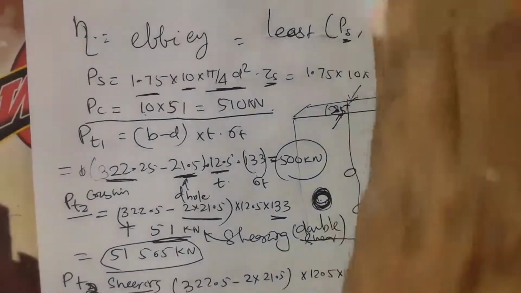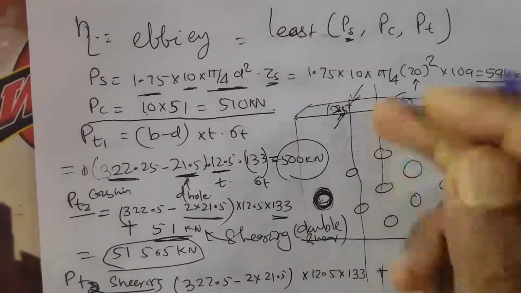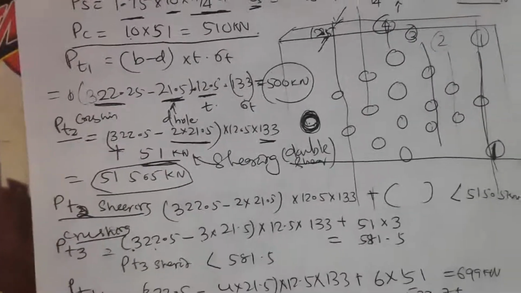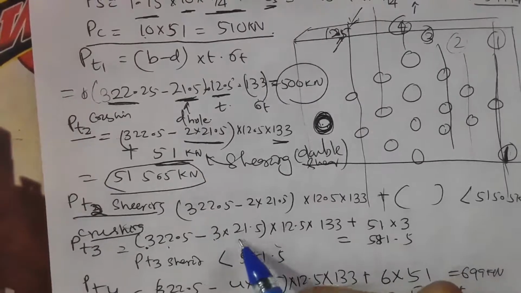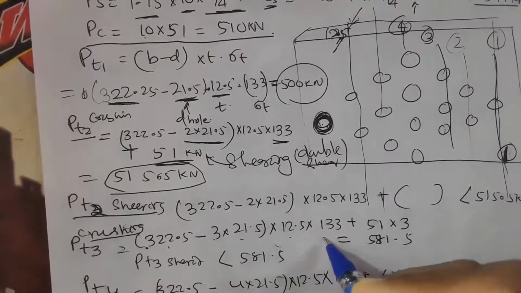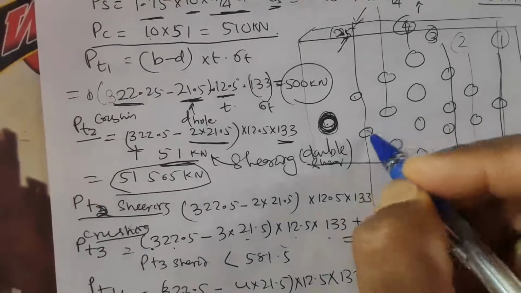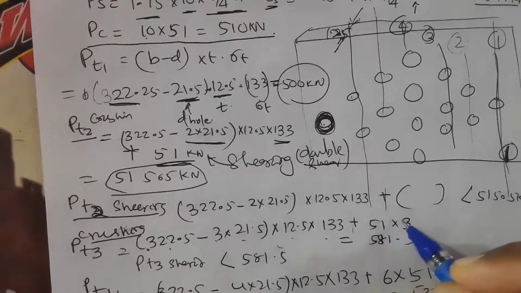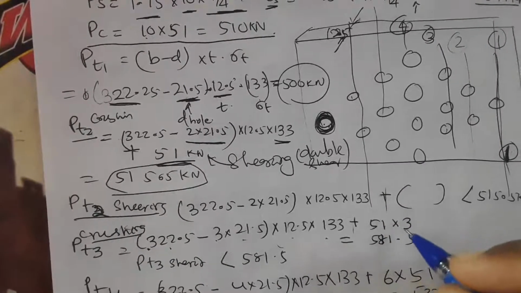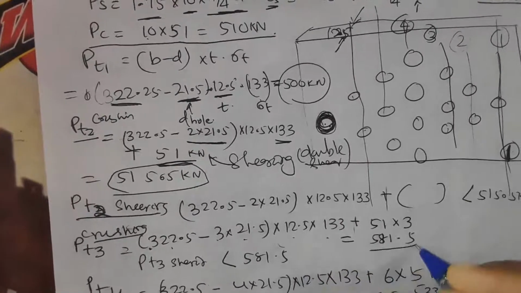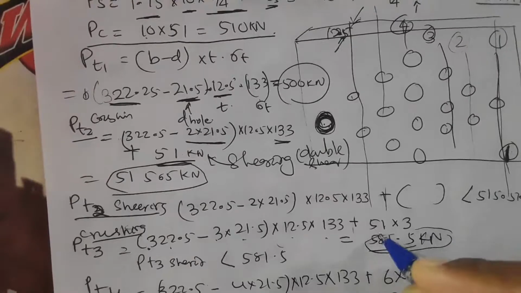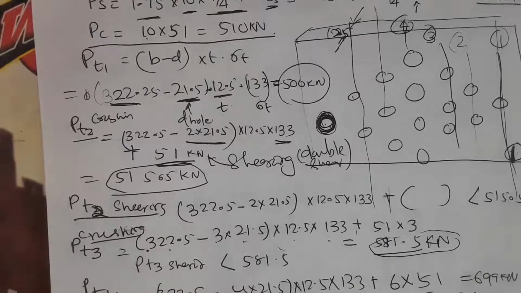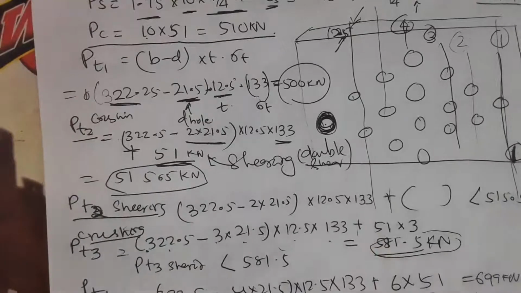So if you want to say that the plate fails at this section, there are 3 rivet holes, so 322 minus 3 into the diameter of the hole into the plate thickness into the tensile strength of the plate, plus 1 to 3 rivets have to crush. So 51 into 3, where 51 is the crushing strength of the single rivet. This is P crushing of the single rivet. So total is coming out to be 581 kilonewton. But if you consider the shear, it will be 59 into 59.53, so definitely it will be more than that, at least 20 kilonewton more.